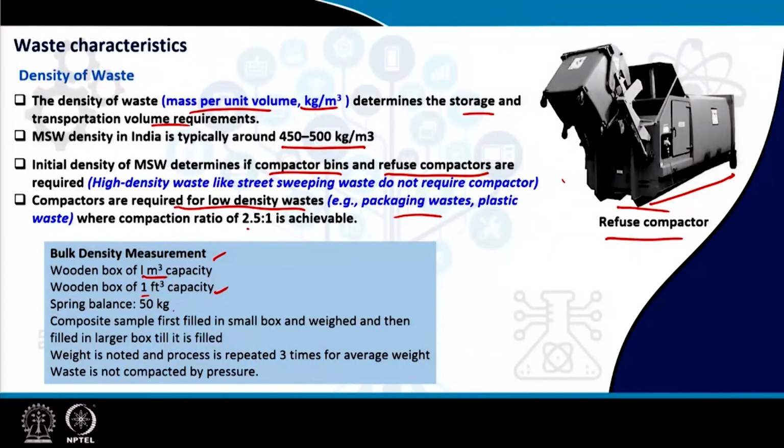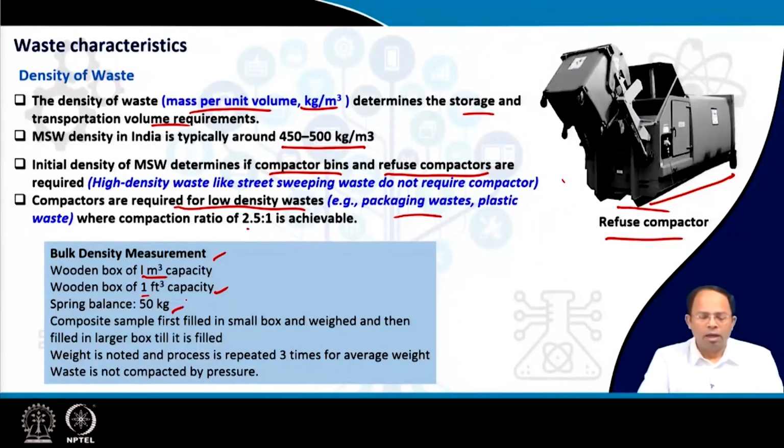This spring balance should have a capacity of 50 kilograms. First, the composite 100 kg sample that we collect from different places will be filled in the small box, and then we will weigh it using the spring balance. We will record that weight and then put it in the larger box. We keep on doing this till the larger box is filled, and we don't compact it, we don't press it. Based on the weights recorded, we add them up and get the overall density of that waste, right?